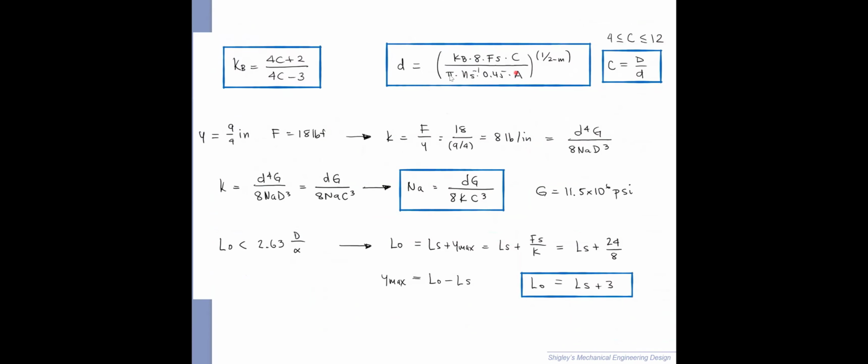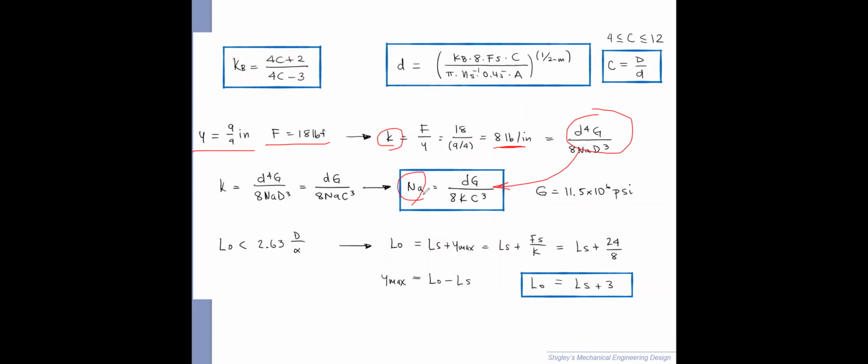Okay, so it's KB, lowercase d, the wire diameter, and the spring index. The question already gives the deflection Y with the force of 18 pounds. So we can find the spring constant, which is a function of the material's property and the dimension. Okay, so we can get the number of active coils, right?